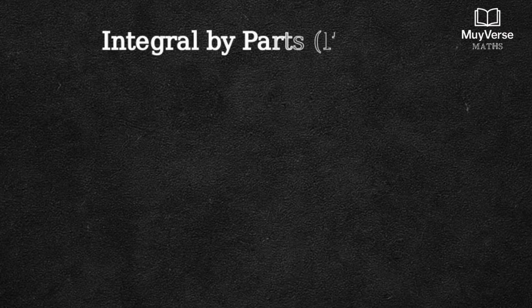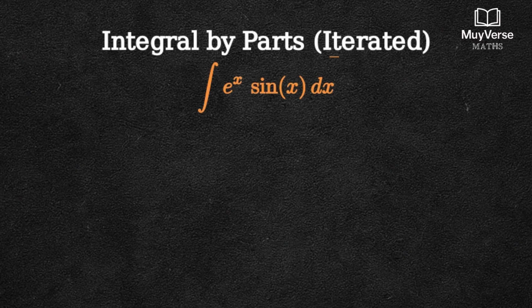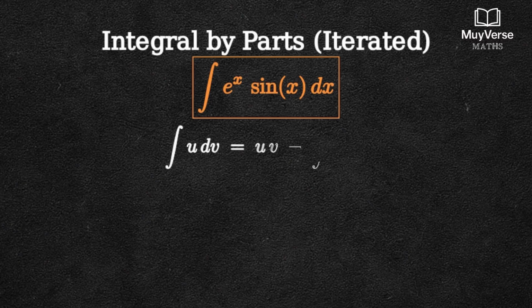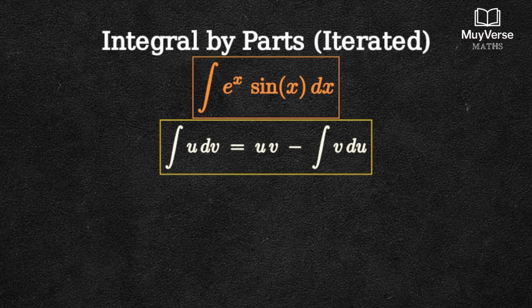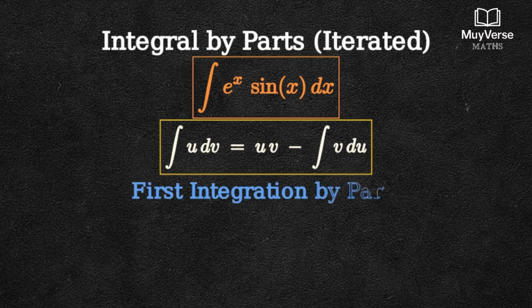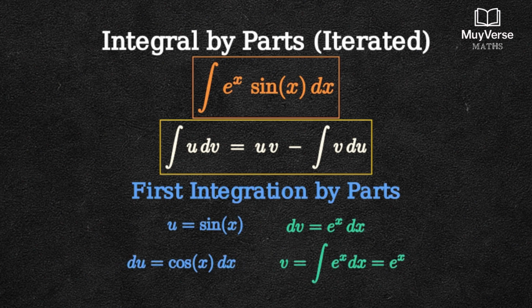We are going to evaluate an integral by parts, iterated once, and keep the visual steps perfectly aligned. The problem is, evaluate the indefinite integral of e to the x times sine x dx. First, recall the integration by parts formula. The integral of u dv equals uv minus the integral of v du. Now, first pass. Choose u equals sine x, and dv equals e to the x dx. Then du equals cosine x dx, and v equals e to the x.